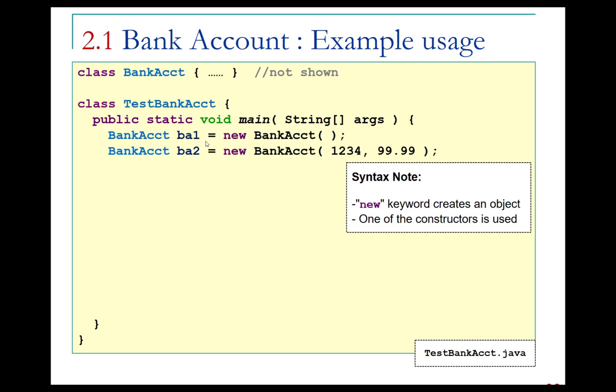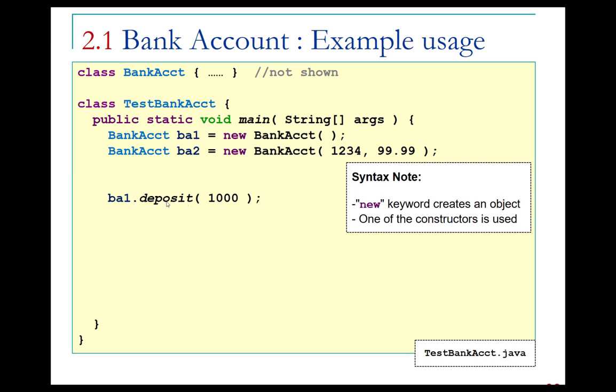BankAccount ba1. So BankAccount is a class. We have an object for the class, ba1, equal to a new object of this bank account using the constructor with no parameter. Then BankAccount ba2 is created with the constructor having the two parameters: 1234 as the account number and 99.99 as the balance. Then we can do ba1 dot, the dot operator, deposit 1000 into bank account number 1.